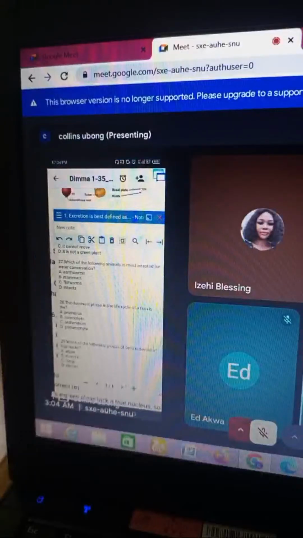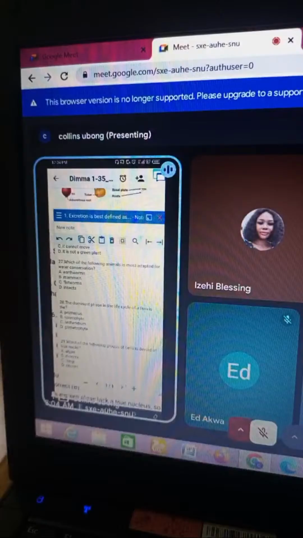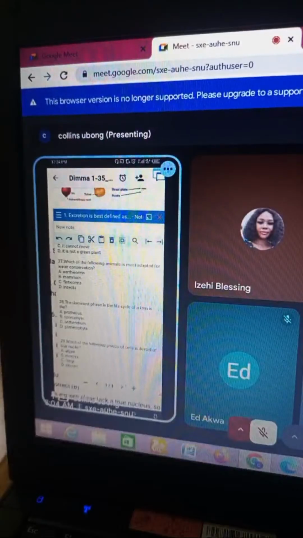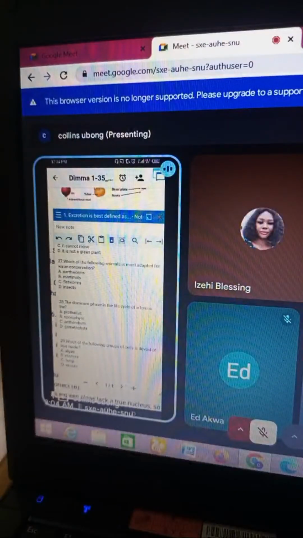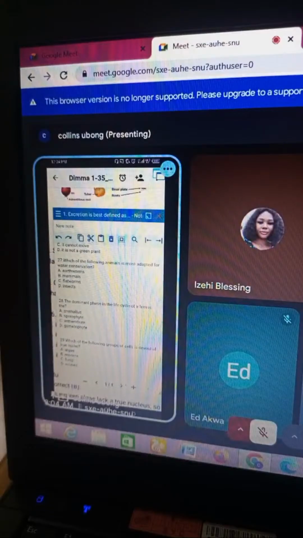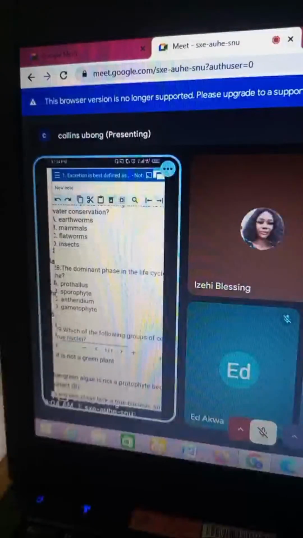Which of the following animals is most adapted for water conservation? What's the answer? Earthworm. Why earthworm now? Somebody try again. Insects, correct. Insects.